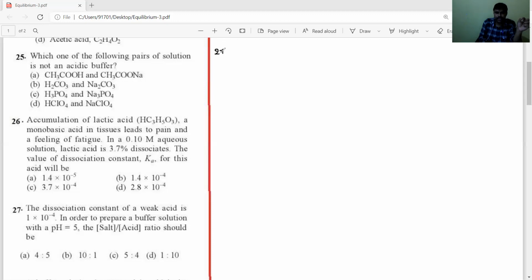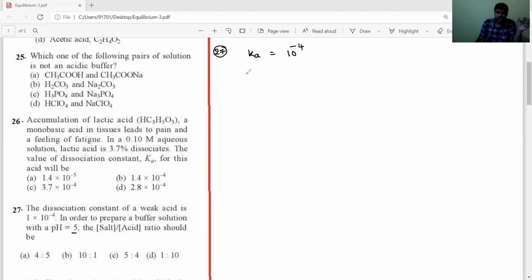So the Ka value they gave. Okay, students, the acid dissociation constant Ka they gave is 10 to the power of minus 4. In order to prepare a buffer solution, the pH is equal to 5 they gave. The pH equal to 5, which is less than 7, means an acidic buffer solution.